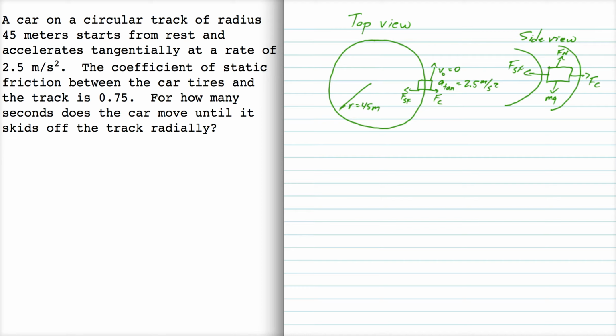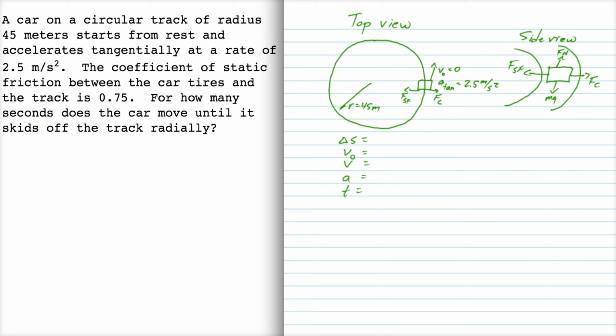Okay, so let's read the problem here. So it's accelerating tangentially. We want to know how many seconds the car moves until it skids off the track. Well, one way to write this, I can think about this in a linear sense, that delta S is equal to something, with V naught, V, A, and T.